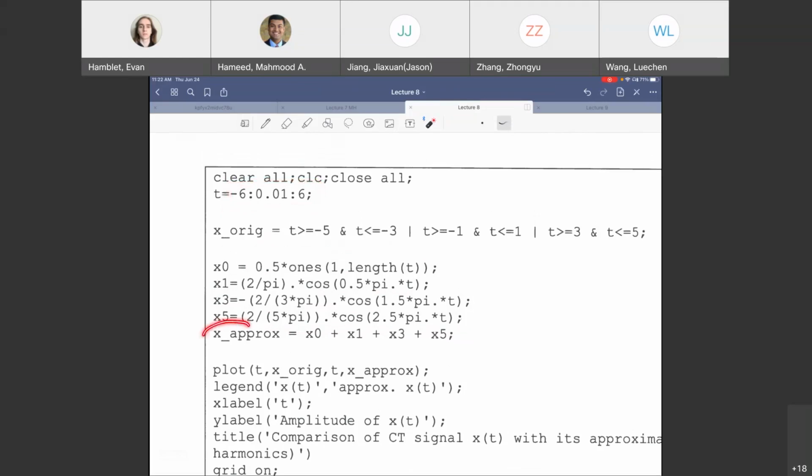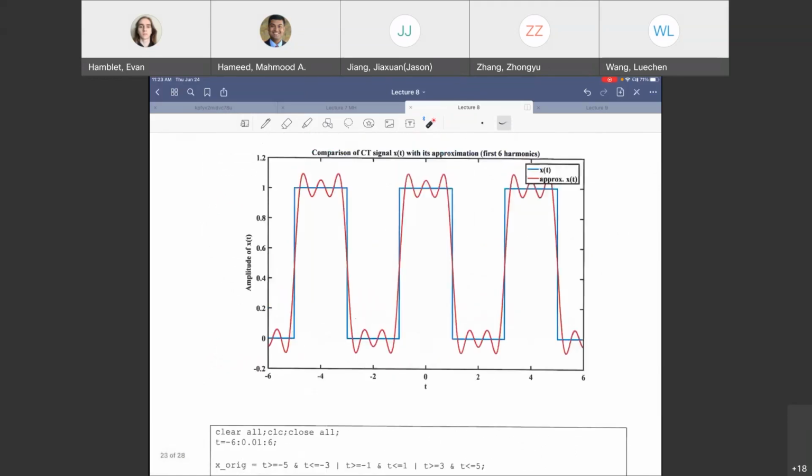The x approximation is 0 plus 1 plus 3 plus 5. What are those? Those are projections. DC, first harmonic, third harmonic, fifth harmonic. Both plus and minus, right? If I plot them out, that's how it looks. So the blue is the exact signal. And the red is where I've taken the first harmonic, the third harmonic, the fifth harmonic, and added them together. That's how it looks so far with the red line.